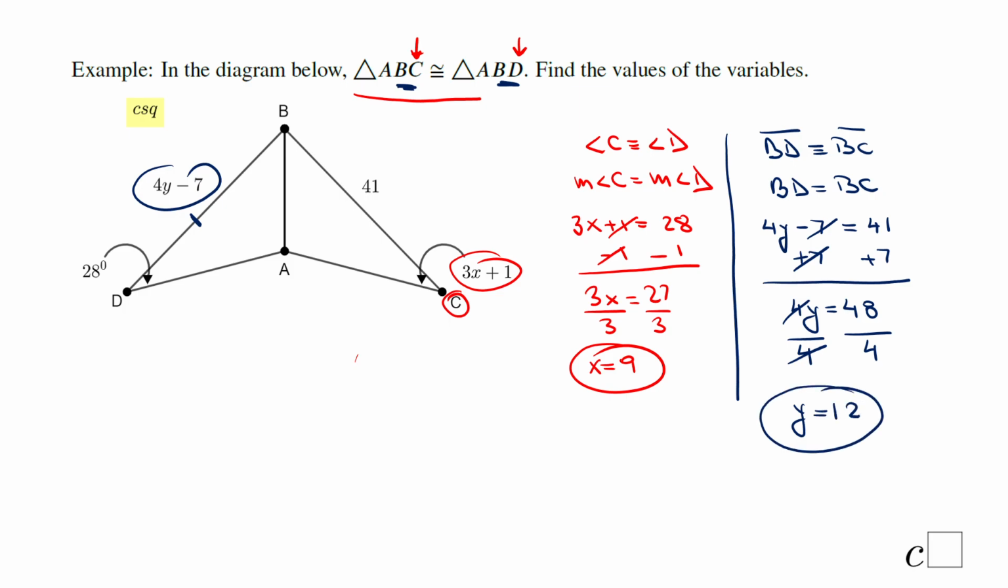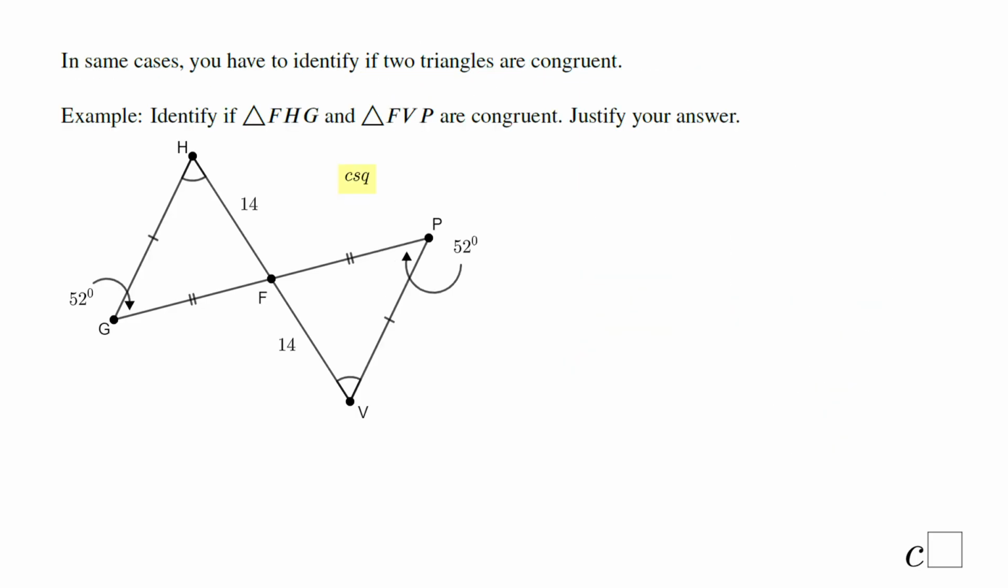And that's it for this example, where I use the fact that the corresponding parts of congruent triangles, these two triangles, are congruent. And you see, I match them based on the given statement, not on the picture. Be careful, I will say that. Let's take a look at the next example, where you have to identify the triangles that are congruent and write a congruent statement, obviously, and justify your answer.